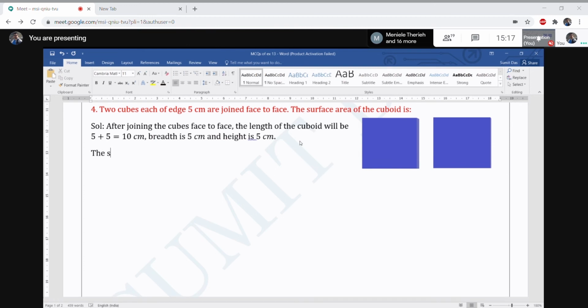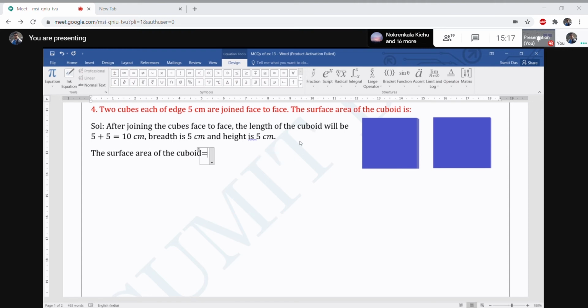The surface area of the cuboid is equal to the surface area formula: 2 times (LB plus BH plus LH or HL). Length into breadth, breadth into height, and length into height.